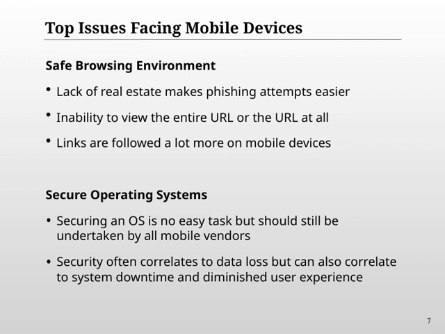Now, shifting to secure operating systems, while securing an OS is no small feat, it's something all mobile vendors should prioritize. A robust security system isn't just about preventing data breaches. It also helps avoid system downtime and keeps the user experience smooth and reliable. Data loss, system crashes, and performance issues all undermine user trust and can have serious repercussions. So, in summary, these issues highlight the importance of strong security measures and user awareness to protect mobile devices and keep our digital environment safe.